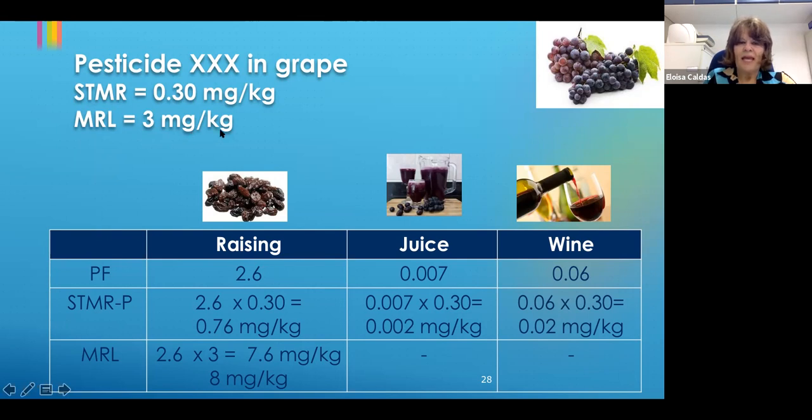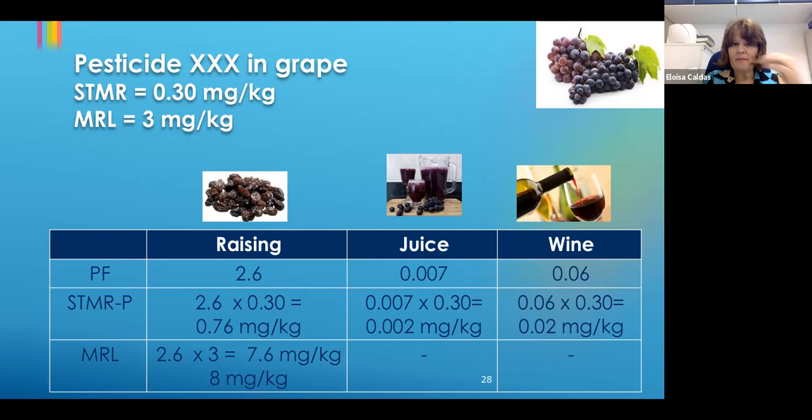milligram per kilogram. And I have to say that this will be important for the next topic, the dietary risk assessment: for most processed commodities, you will not estimate an HR. Why? Because for an HR, normally the processed commodity will be blended from many fields, for example, to produce juice. It takes the grapes from many fields to make juice.